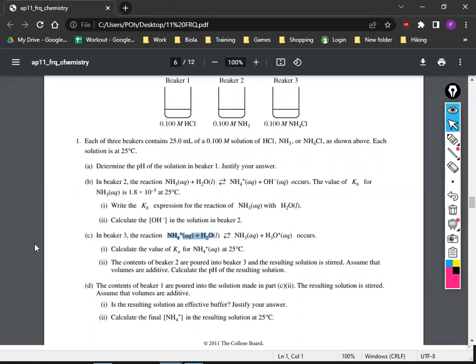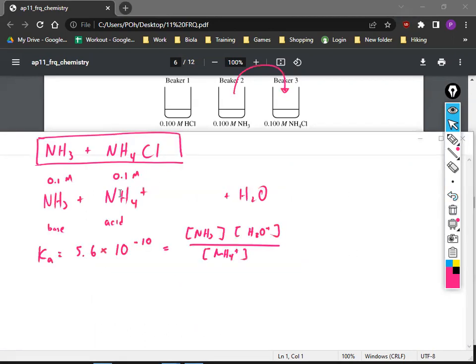Okay. Since the problem is asking us to find pH, that's the negative log of H+ or H3O+. We basically just need to find the concentration of H3O+. Now, we have the Ka expression. We have the value and the expression for it.